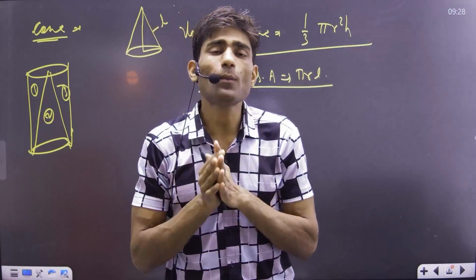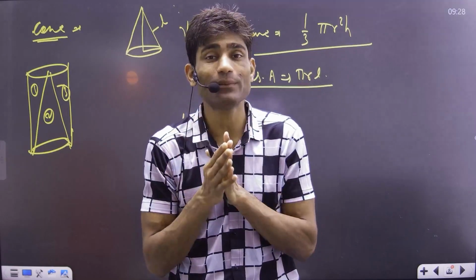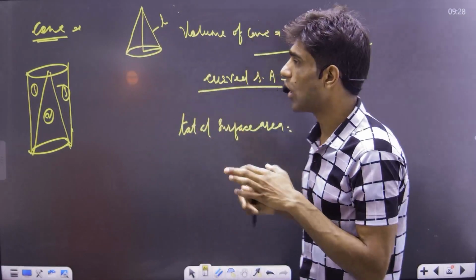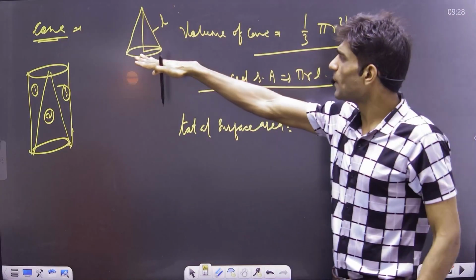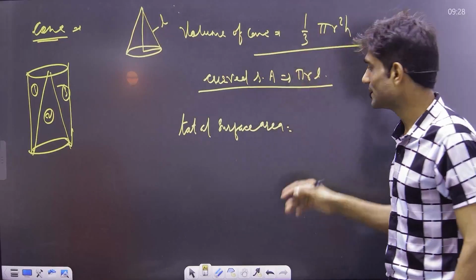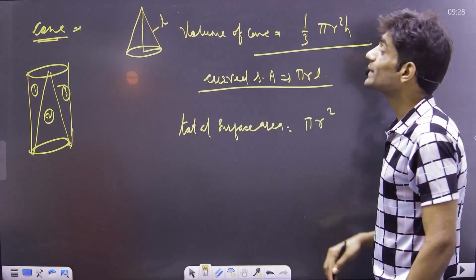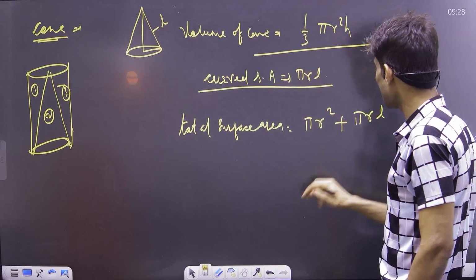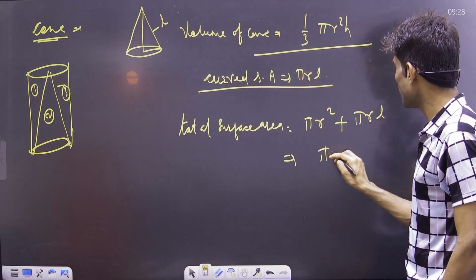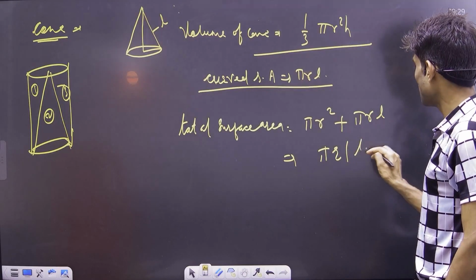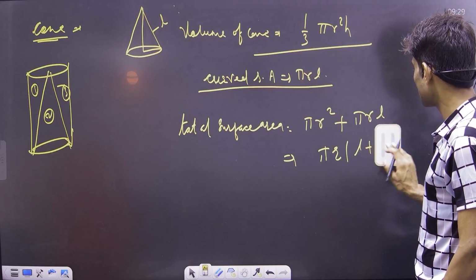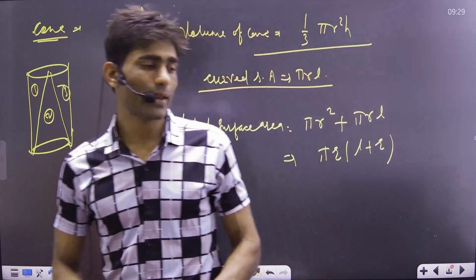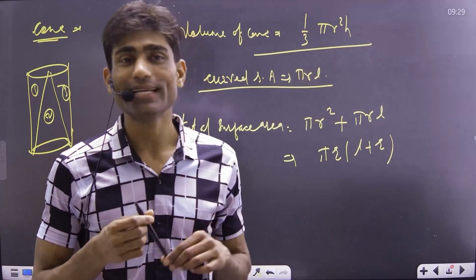But the bottom side has a circular shape, so we have the area of a circle, pi r square. The curved, or lateral, surface area is pi r l. Then take pi r common and we write pi r (r plus l). This is the total surface area for our cone. See how easy it is to remember.